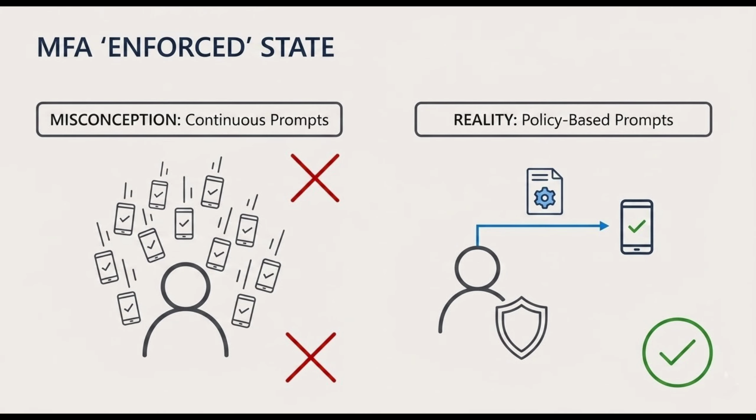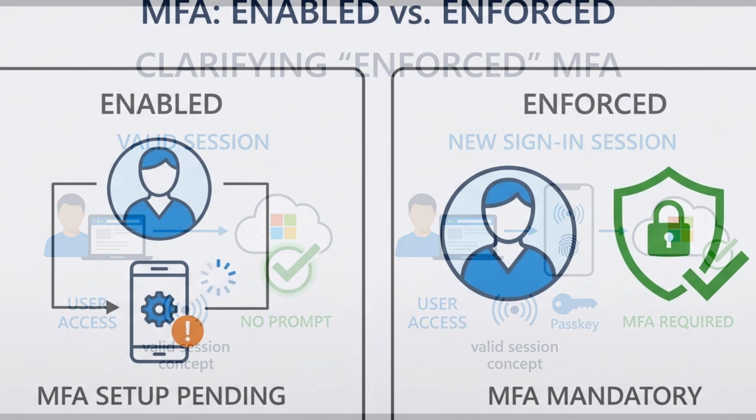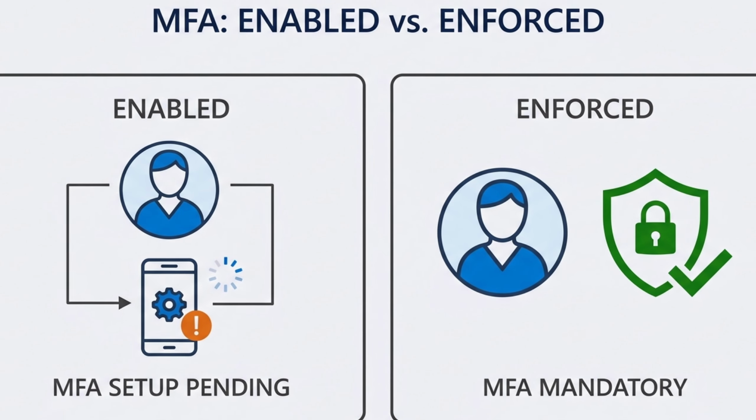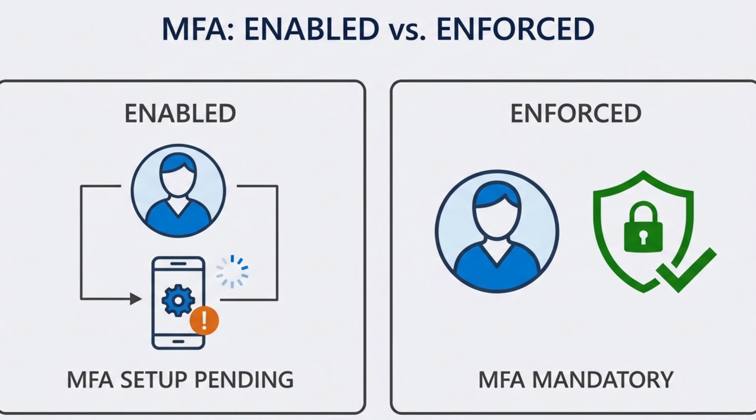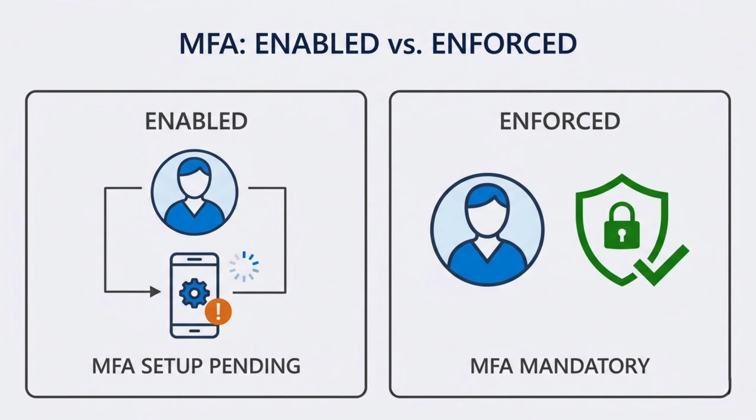But this is another place where people get confused. Enforced does not mean MFA every click. It does not mean MFA every page refresh. It does not mean MFA every single time the user touches Microsoft 365. MFA uses sessions and tokens, so if the session is still valid, the user might not be prompted again right away. But on a new sign-in session, MFA is required. So the simple explanation is, enabled means the user still needs to complete MFA setup. Enforced means MFA is now required on a fresh sign-in.